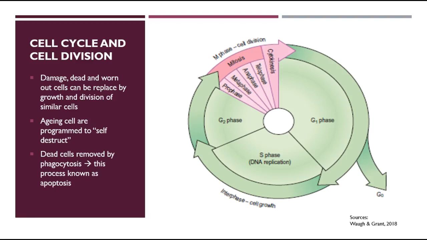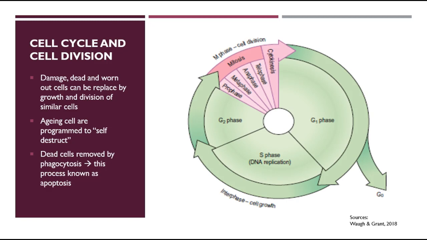Alright, cell cycle and cell division. When there are damaged, dead and worn cells, they can be replaced by growth and division of similar cells. And each of the cells inside your body has been programmed. We call it self-destruction, which means that every single cell inside your body has been programmed, and they will know how long their lifespan is.